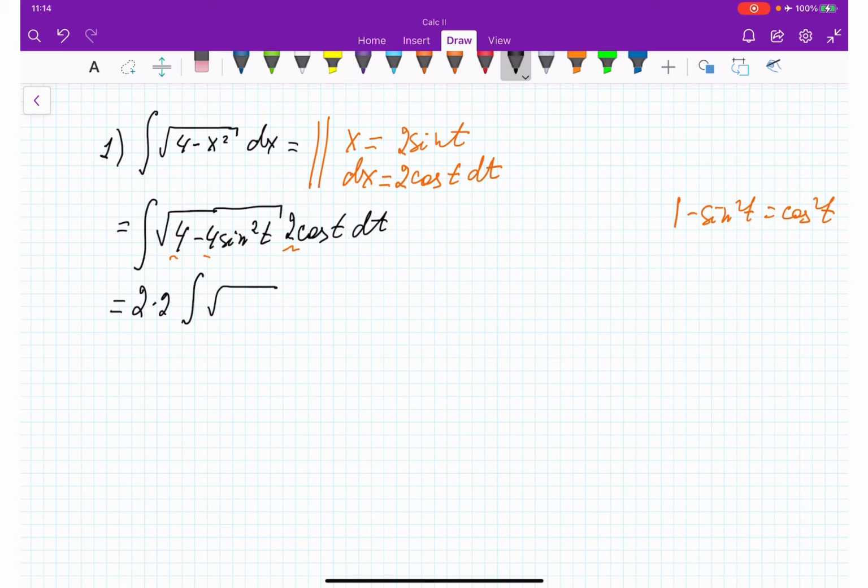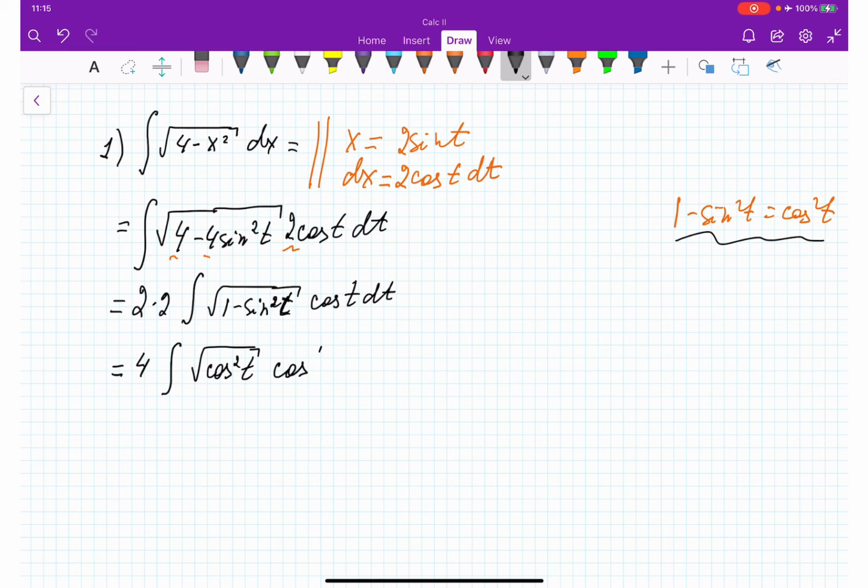Okay, and I am getting the integral of square root 1 minus sine squared t cosine t dt. Now, can you see the light at the end of the tunnel? We have 1 minus sine squared t, which is cosine squared t. So it looks like we are getting on the right path. From here, the 4 stays underneath. We are getting square root cosine squared t cosine t dt.